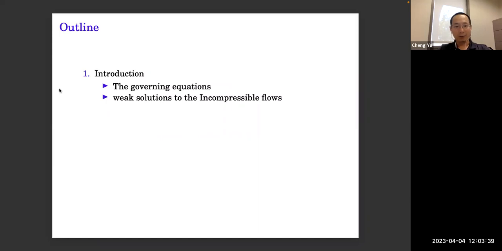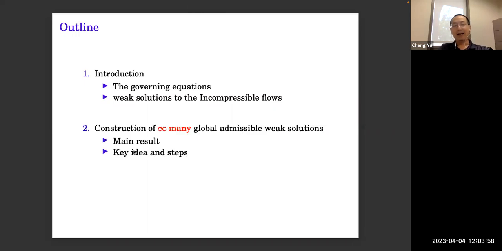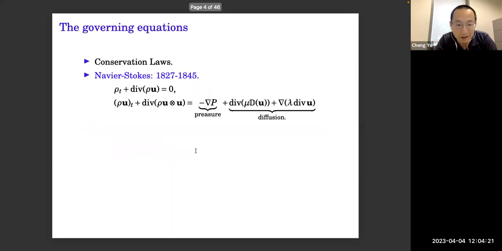My talk will follow this outline. First, I will give some introduction. In this part, I will describe the governing equations and then talk about the weak solutions to the incompressible Euler equations. In the second part, I'm going to talk about how to construct infinitely many global weak solutions to the compressible Euler equations. In this part, I will introduce our main result and present the key ideas and key steps.